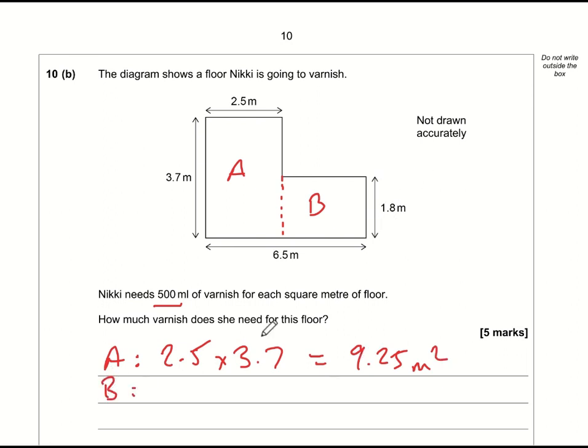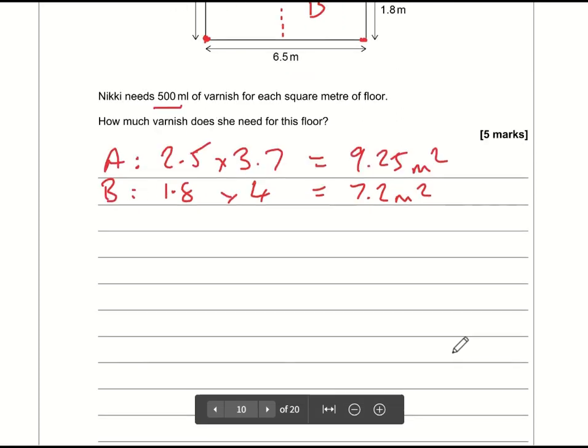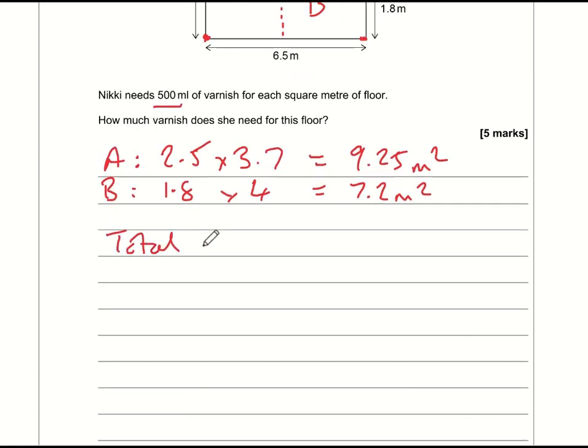And for B, it's 1.8 multiplied by, right, we need to be careful here, we need to work out this length here. Well, if it's 6.5 from here to here and 2.5 from here to here, then this distance here is going to be 6.5 minus the 2.5, which is 4. So it's 1.8 multiplied by 4, which is 7.2 square metres. So therefore the total area is 9.25 plus 7.2, and that comes to 16.45 square metres.